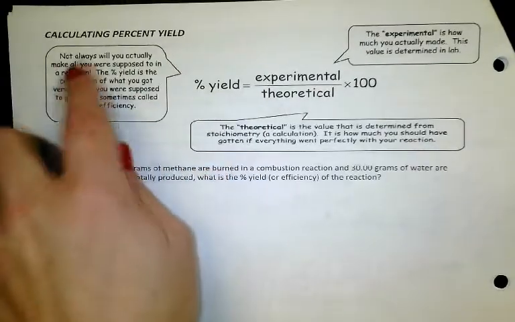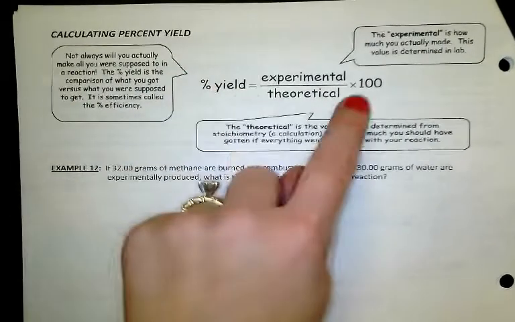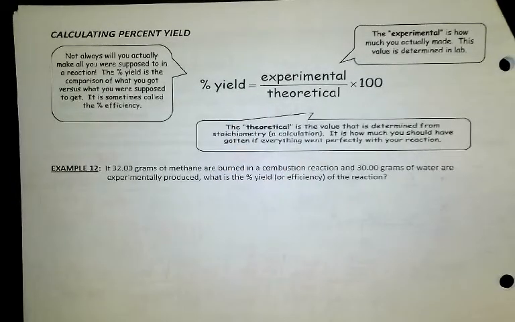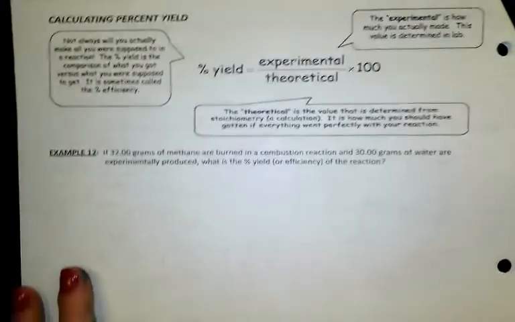So not always will you actually make what you were supposed to. Okay. The percent yield is the comparison of what you got versus what you're supposed to get. So sometimes it's called the percent efficacy or efficiency. Okay. So here's how we calculate it. In our first example, it says that if 32 grams of methane are burned in a combustion reaction and 30 grams of water are experimentally produced, what is the percent yield of the reaction?